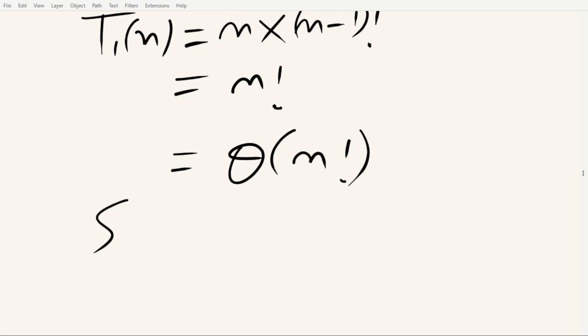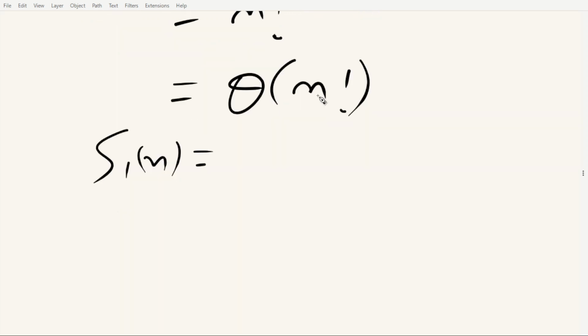Now for space complexity, by S1(n) we denote the space complexity of the brute force algorithm. So it is only big theta of n, because we should have space for storing the n cycles in n space and some constant amount of additional space required for some auxiliary variables. So big theta of n we get as the space complexity.